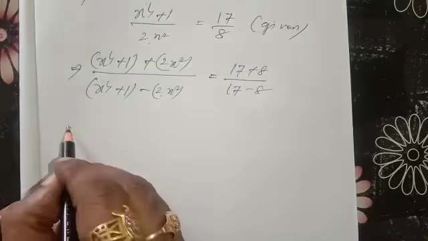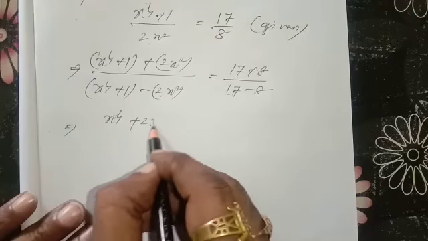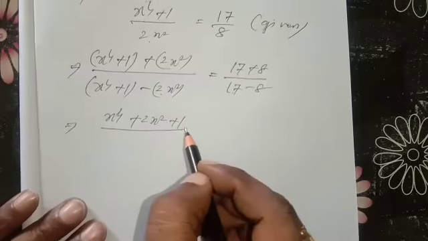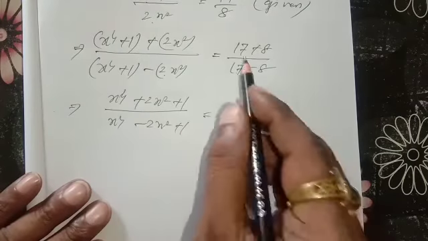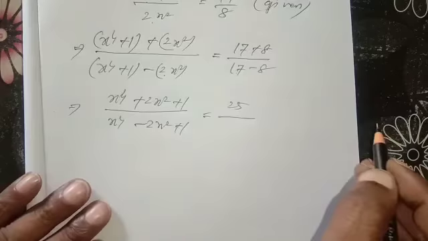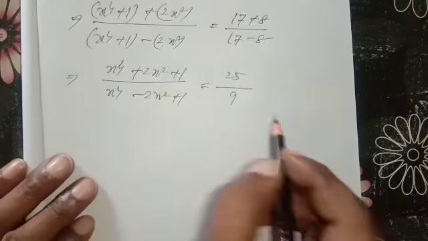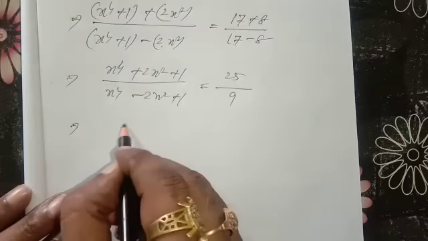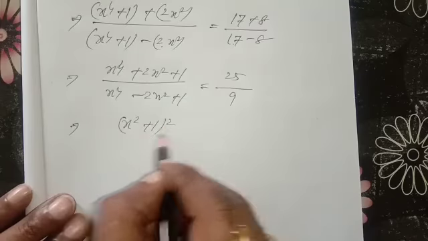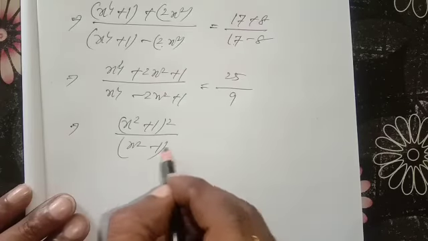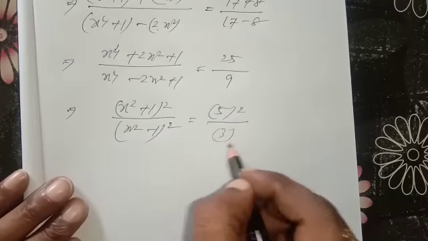Now, tell me, x to the power 4, I am properly arranging, x to the power 4 plus 2x square plus 1, and here it is x to the power 4 minus 2x square plus 1. 17 plus 8 is how much? 25. 17 minus 8 is how much? 9. Now, this is whose whole square? x square plus 1 whole square, and this also x square minus 1 whole square, and this is 5 whole square. This one is 3 whole square.